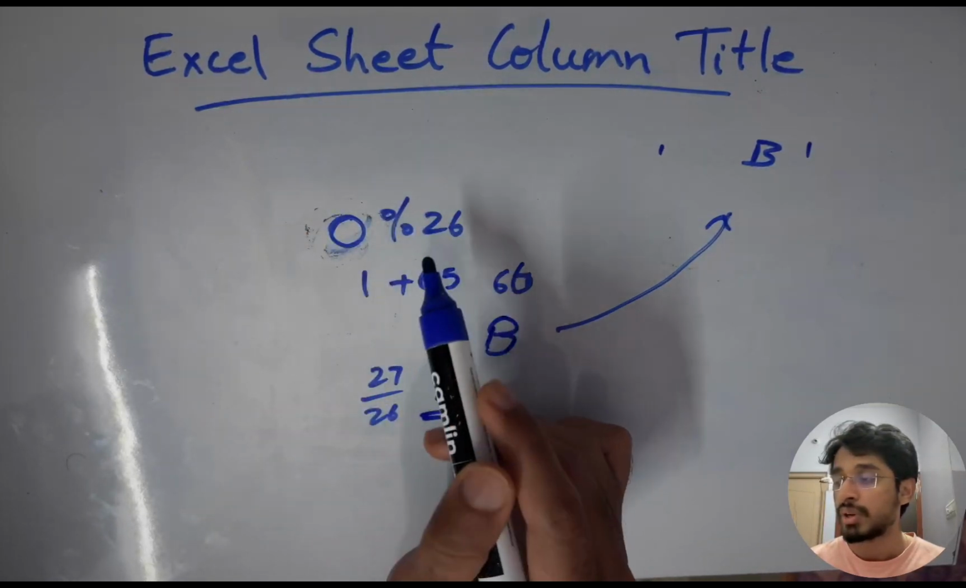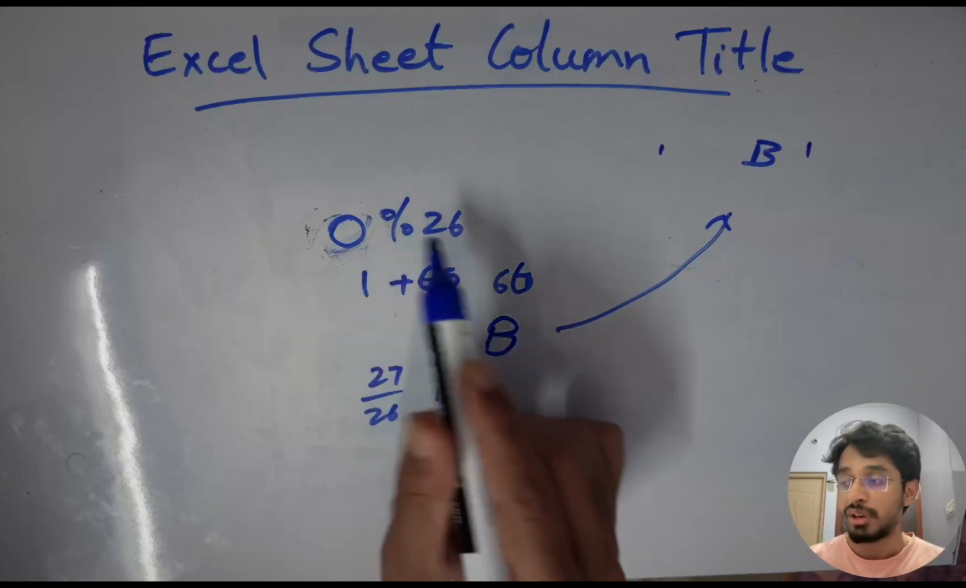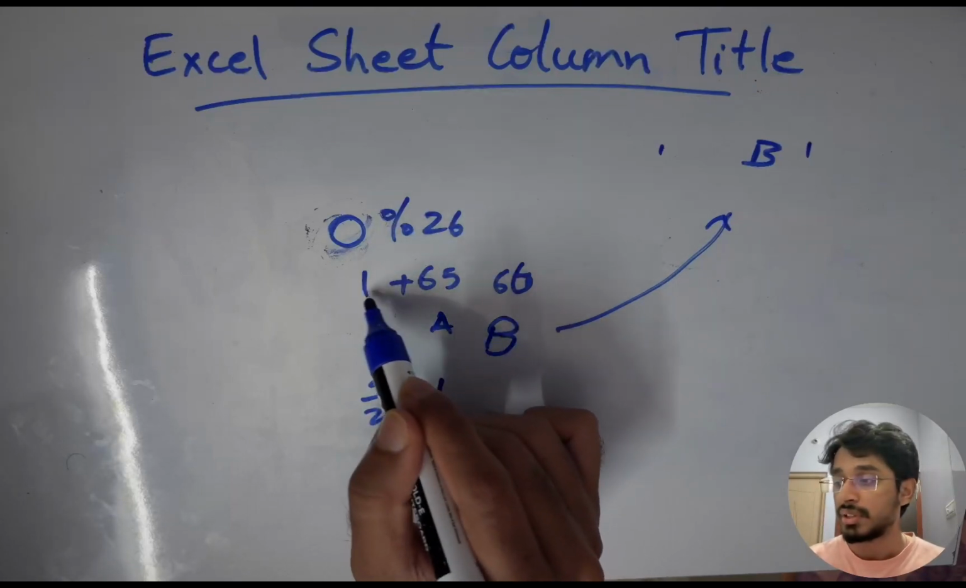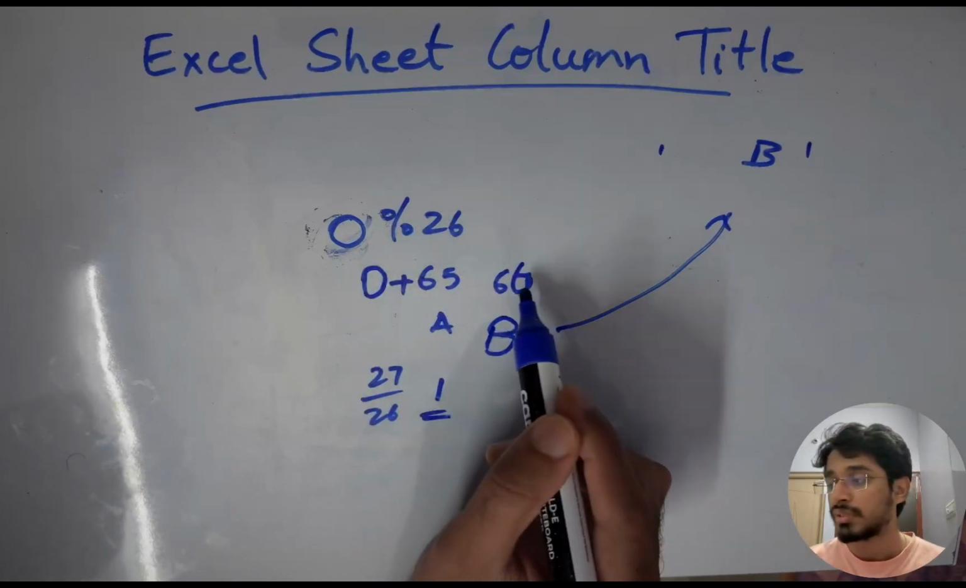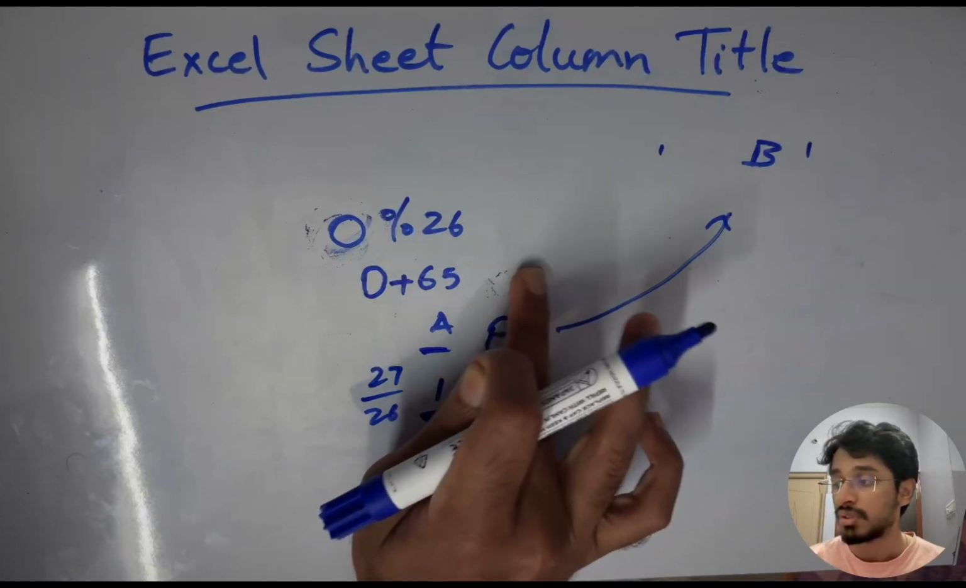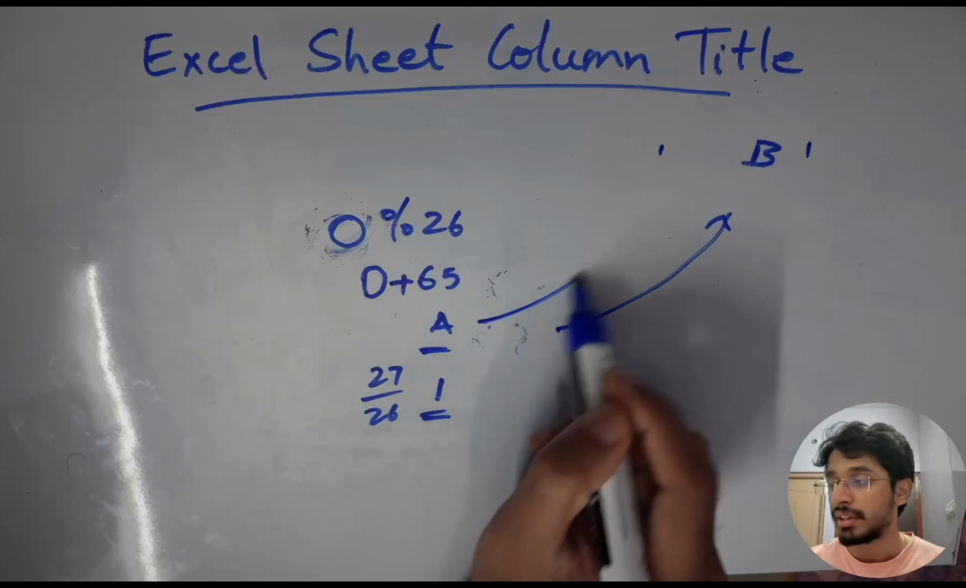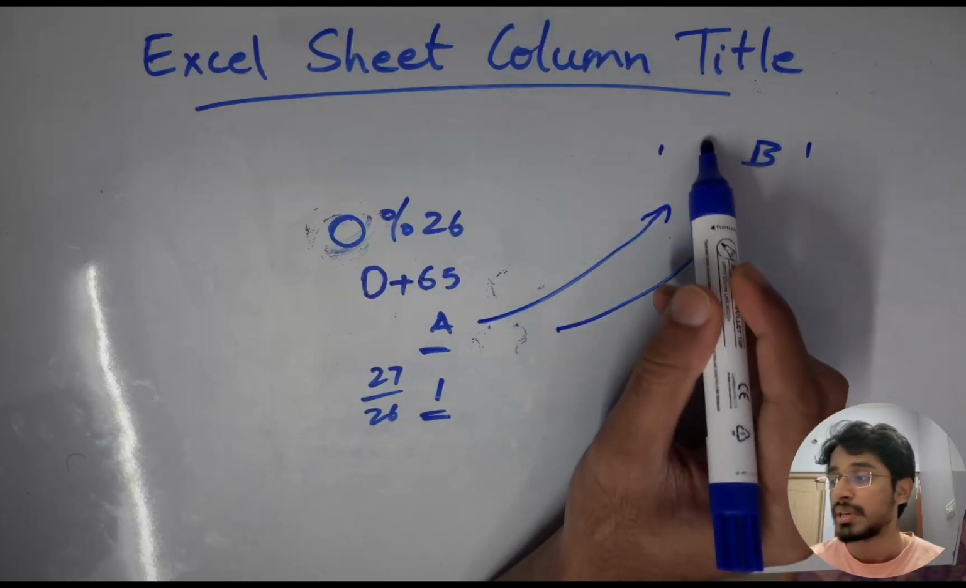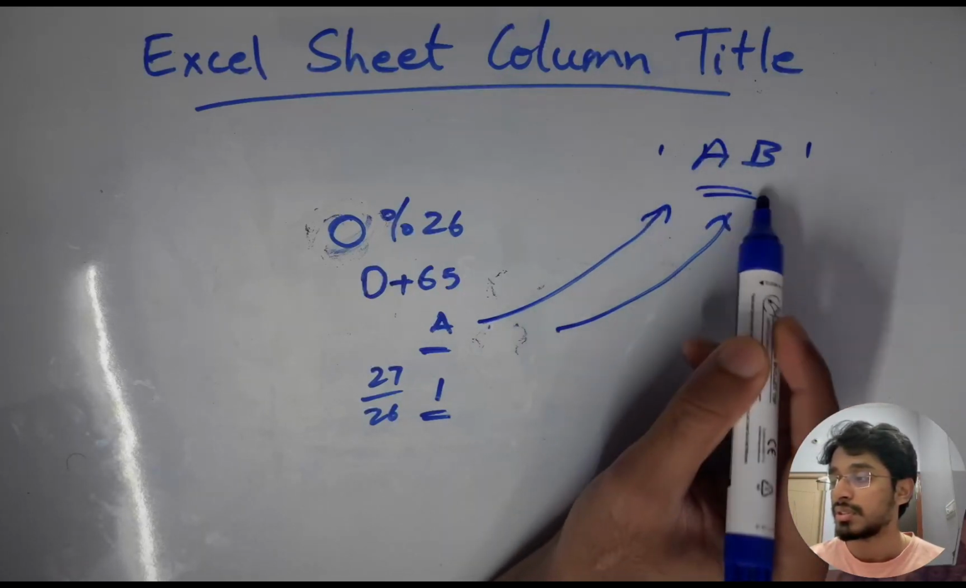So 0 modulo 26 is 0 itself, so we need to put a check over there. This is 0 plus 65, and the character code of that is A. Okay, so this is for the previous value, and now we add A before this B over here. Okay, so this is the solution.